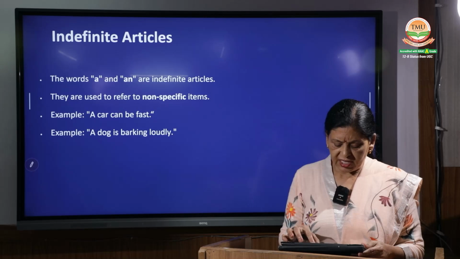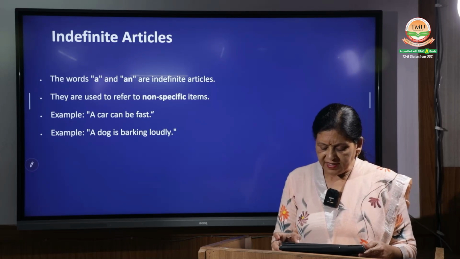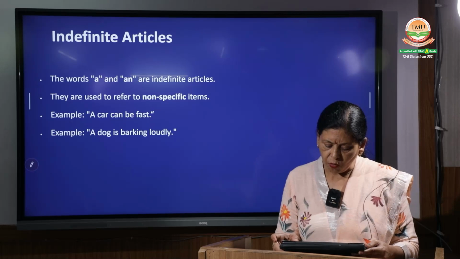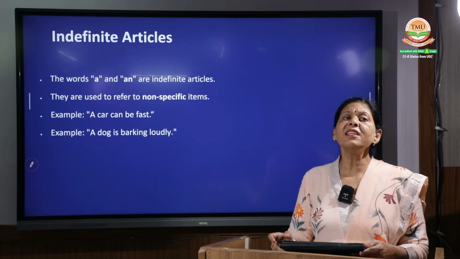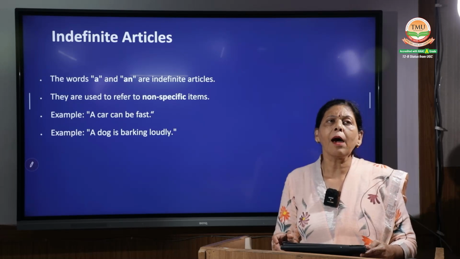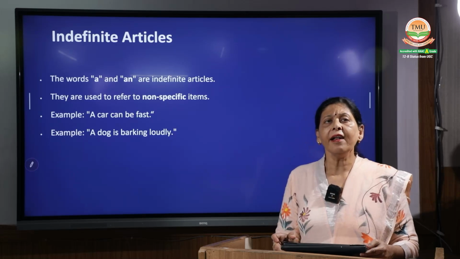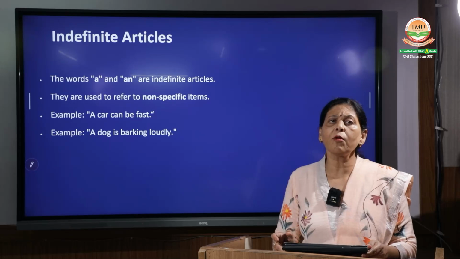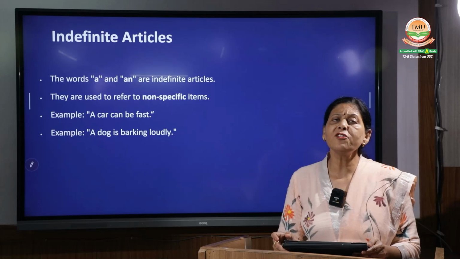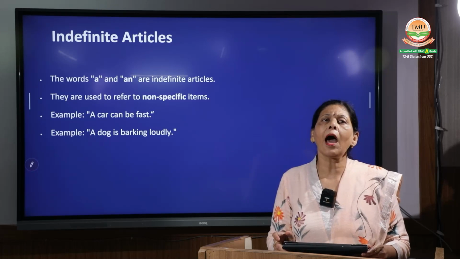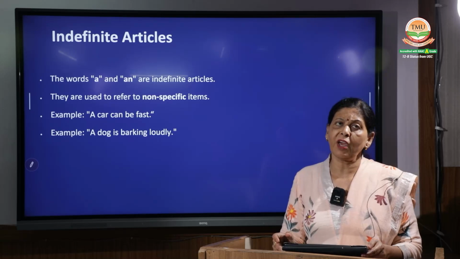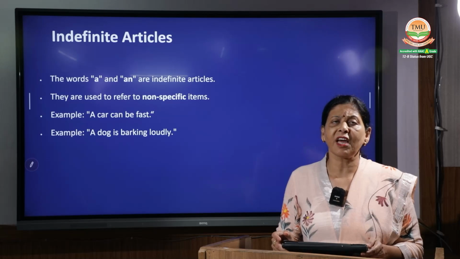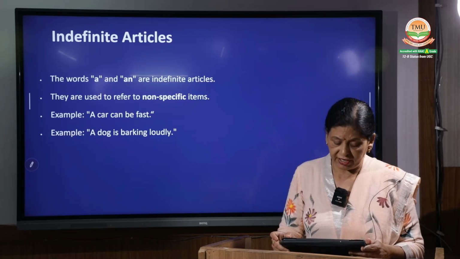So here we can see these examples. A car can be fast. A dog is barking loud. An apple is healthy to eat. An apple a day keeps the doctor away. So this is an. An is used to denote one apple. An apple a day means one apple. An egg is lying in the fridge, and an egg is kept in the fridge. That means one egg is there in the fridge.